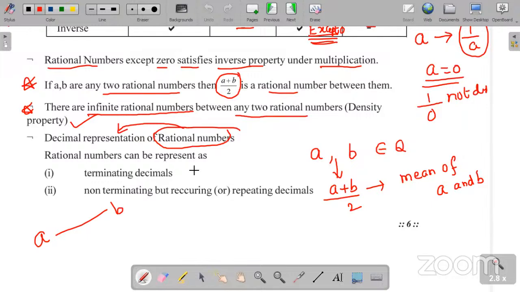Hello. I think I am audible to you. So rational numbers can be represented as terminating decimals and non-terminating but recurring, repeating decimals. Right.